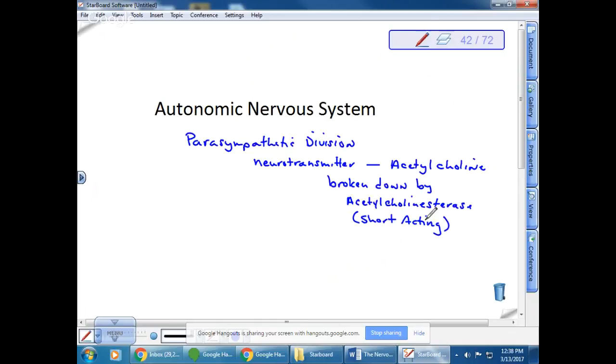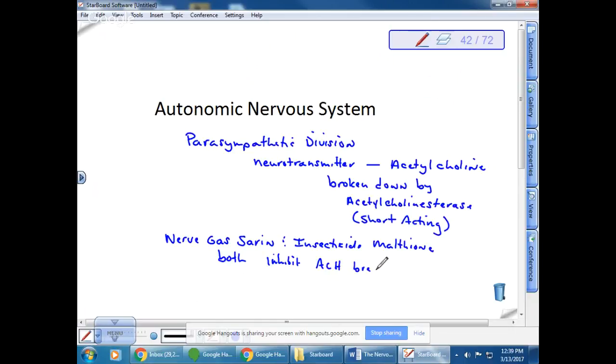Now, some of the chemical weapons that we have developed actually use this information and can cause people death, right? And so, for example, the nerve gas sarin and the insecticide malathion both inhibit ACH breakdown, acetylcholine esterase breakdown.